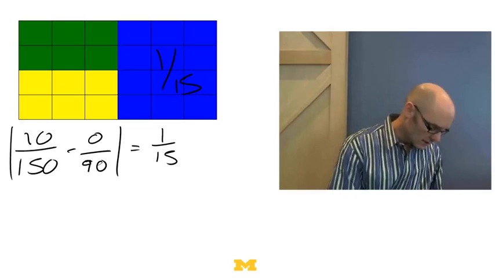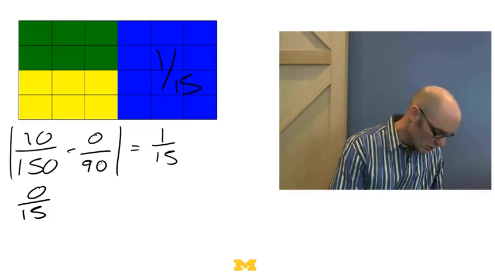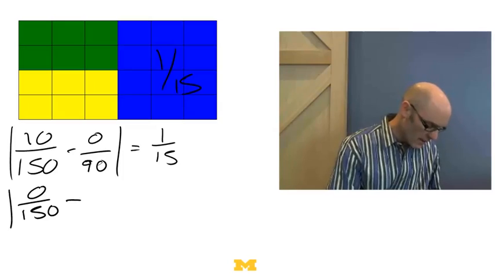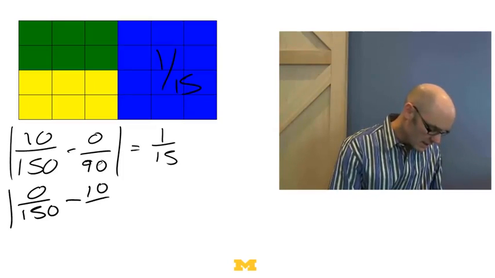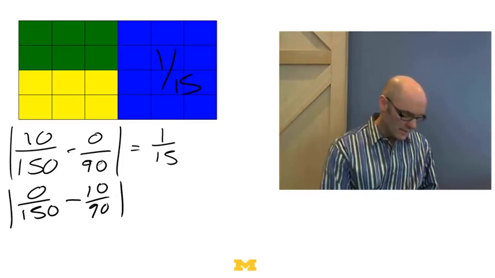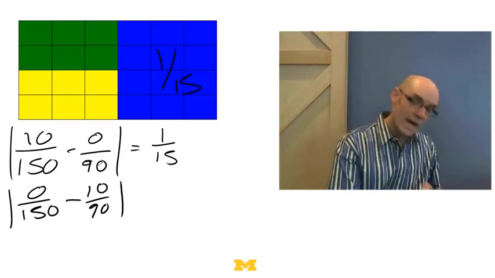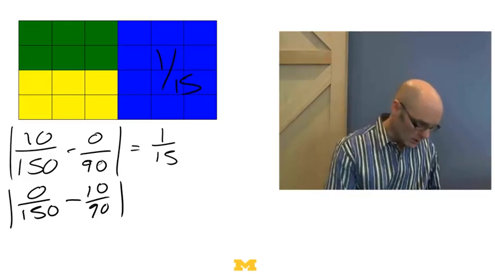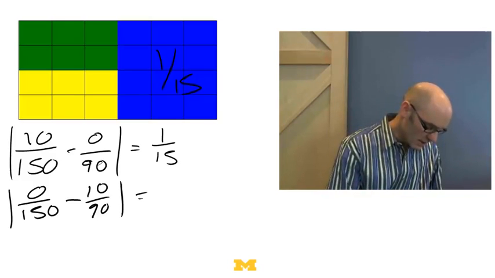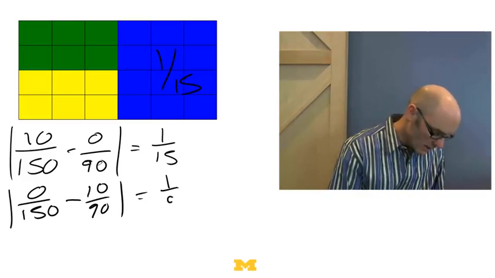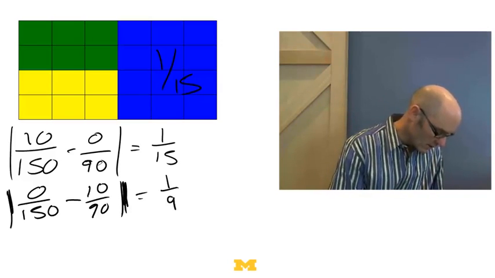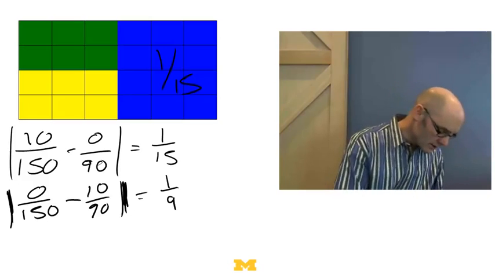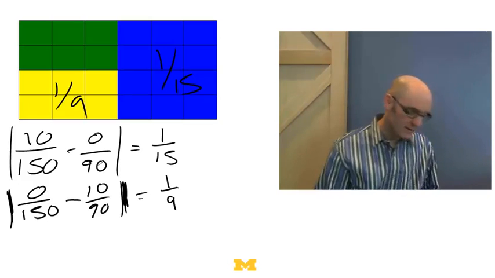Now in these yellow blocks right here, there are no blue people. There are no rich people. So that's 0 over 150. But there are 10 yellow people or poor people. So that's 10 over 90. So there are way too many yellow people than there should be proportionally. And so if I take 0 minus 10 over 90, I get 1/9, right? Remember, because I've got these absolute value signs here, everything becomes positive. So in these districts, these blocks are 1/9.